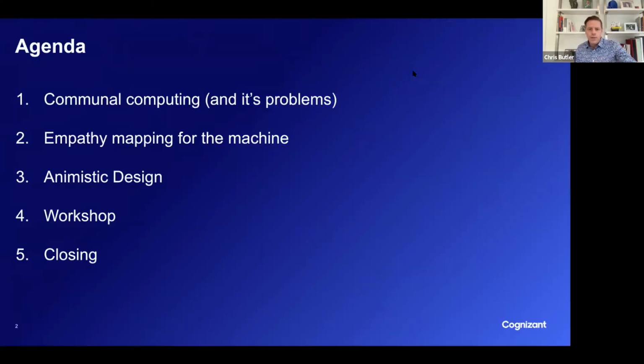The first thing we're going to talk about is the agenda. I'm going to give you an overview of what communal computing is, and I'll talk really briefly about some examples of problems that come up for them in general. I'm going to talk a little bit about empathy mapping for the machine, but really how that ended up leading me to something called animistic design. Then we'll spend the bulk of our time in the workshop doing what we're going to call animistic mapping. It's basically a workshop to help understand these devices better in a context that is more around animistic design. And then we'll have a quick closing and some Q&A.